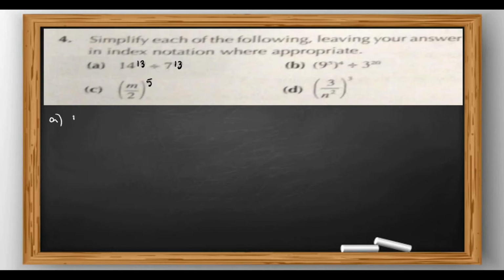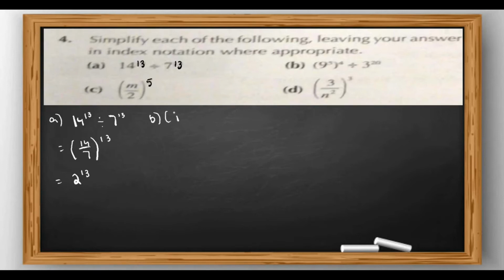Question 4 part A is 14 raised to power 13 divided by 7 raised to power 13. So in this case you will apply the fifth law of indices. According to that law, this would be 14 divided by 7 and the powers will remain constant because they are common. So 7 1s are 7, 7 2s are 14. So your final answer would be 2 raised to power 13. Moving on to part B.